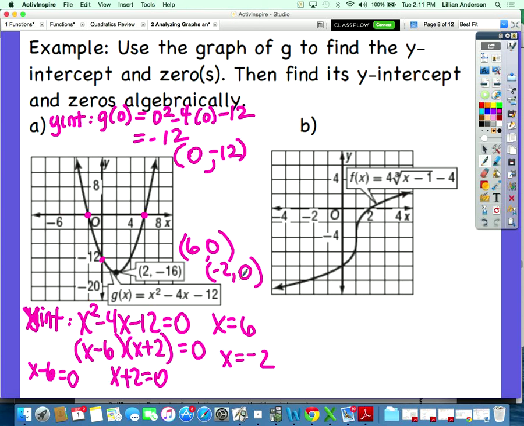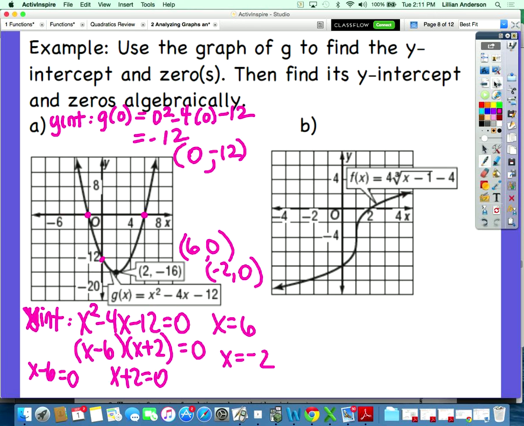So you can do them algebraically, or you can look at the graph and find them out. It's good to know both ways. Especially if one doesn't fall exactly on the line, you can get the exact answer. Questions? So we got domain and range, we got x-intercepts, we got y-intercepts.